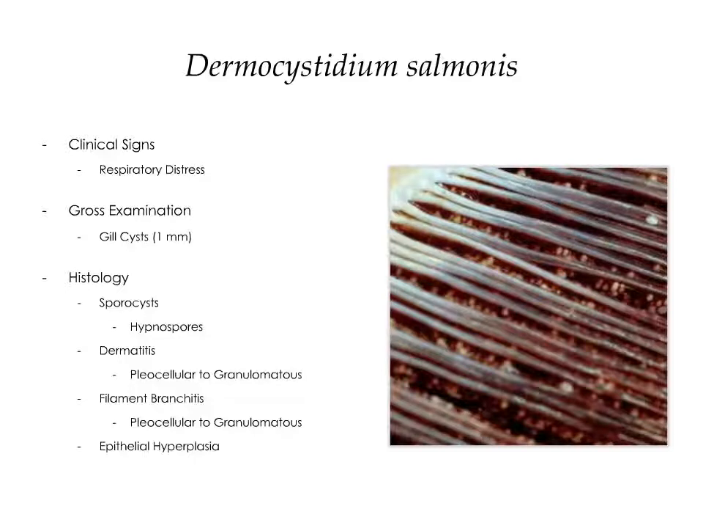Lesions include pleocellular to granulomatous inflammation of the skin and gills. Inflammation is often associated with epithelial hyperplasia. In the image to the right, you can see large numbers of tissue cysts within the gill filaments.